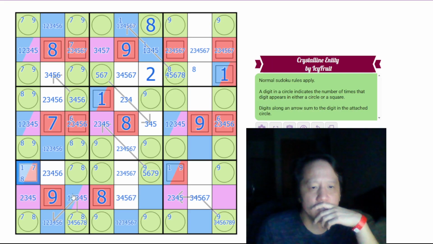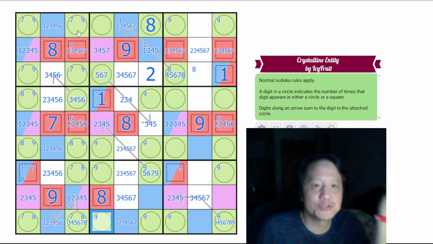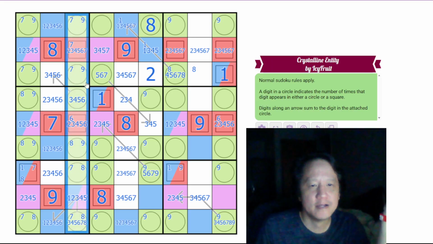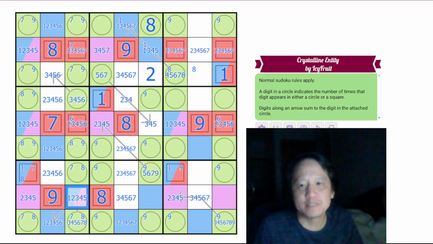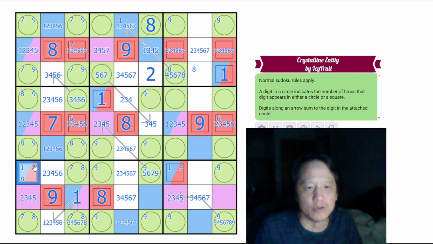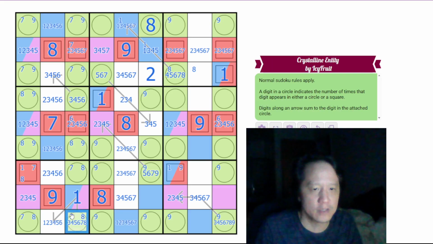Okay. So 1 has to be one of these 3. Where's the 1 in column 3? Can't be a circle, and no more squares are allowed. So it must be here. So this must be the 1, which means this cannot be blue. Therefore, the 2 in column 3 has to be in a circle or square, but you could still have a 2 here, so that's fine.